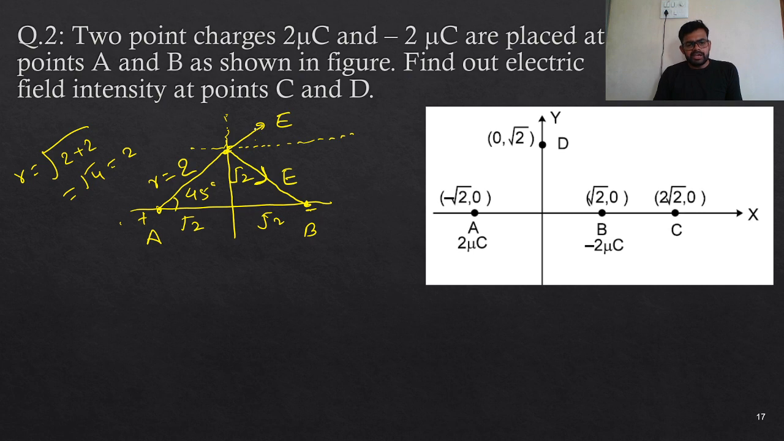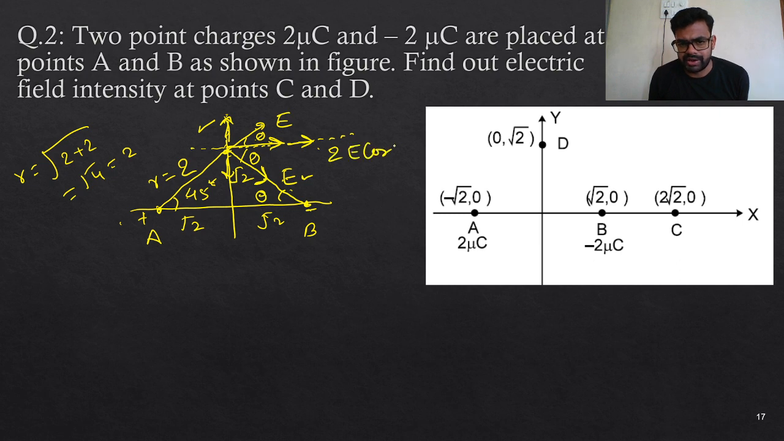If I take the component along this, it will be in upward direction. If I take the component of this along downward direction, this will be cancelled with this, and its horizontal component is in this direction, and the second E's component is also in this direction. So I will say this angle is, let's say, theta, so this will also be theta. Theta is 45 degree. So finally what are we getting? We are getting 2E cos 45 degree, 2E cos theta.